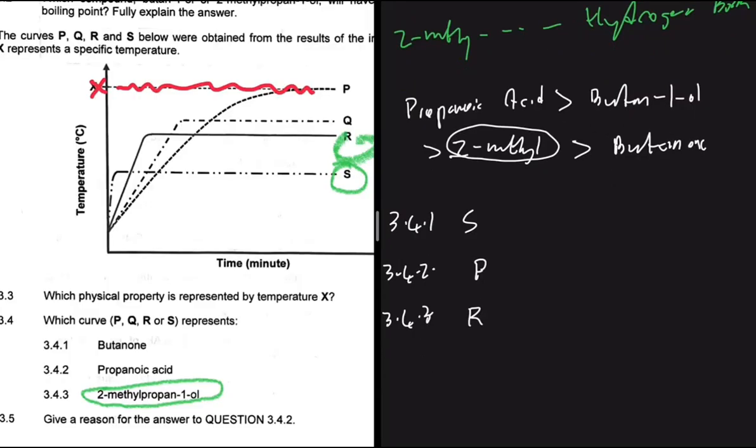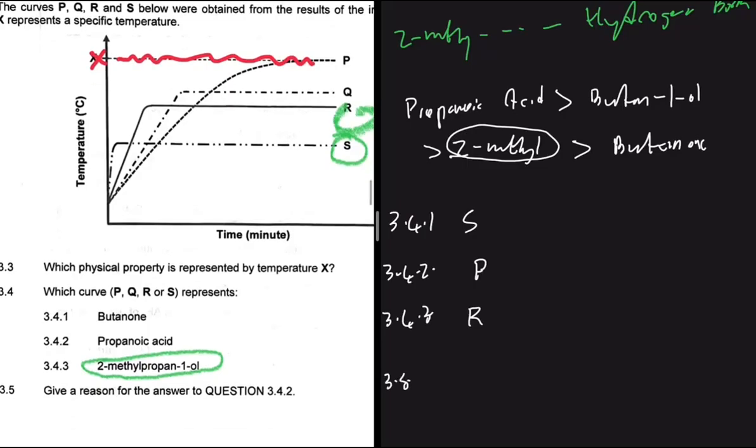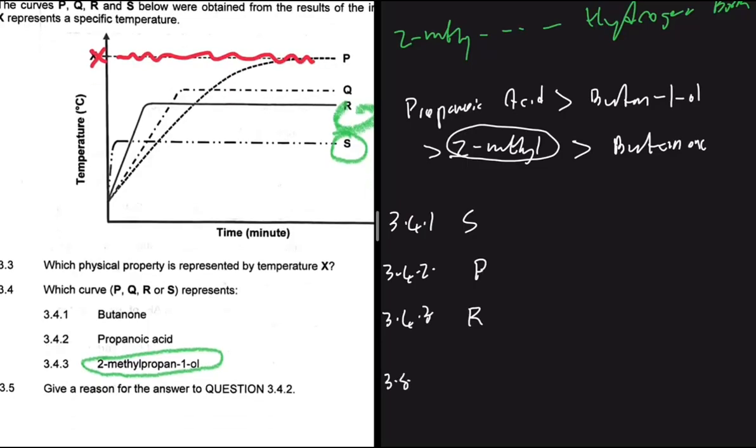And then 3.5, let's give a reason for the answer in question 3.4.2. Why do we say P is propanoic acid, right? We know that hydrogen bonding is much stronger than dipole, right? But then the hydrogen bonding in propanoic acid is much stronger than the hydrogen bonding in the 2 alcohols. The compound here with the highest boiling point, with the strongest intermolecular forces, should be propanoic acid. And that is why we're saying it is compound P.